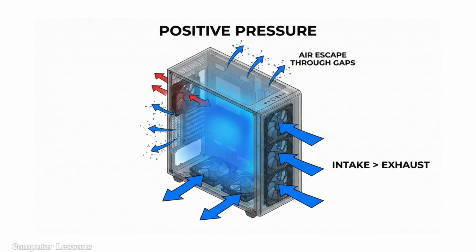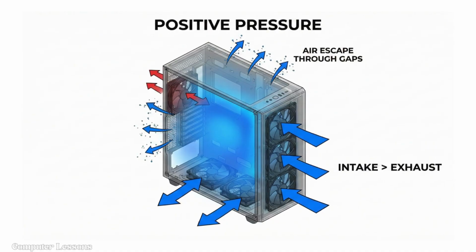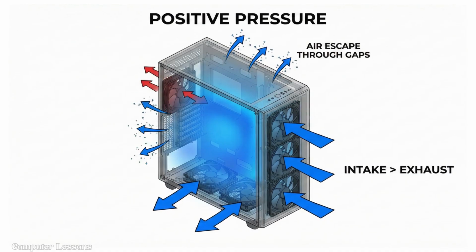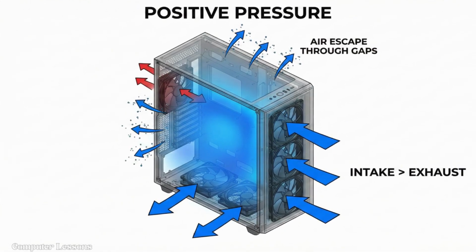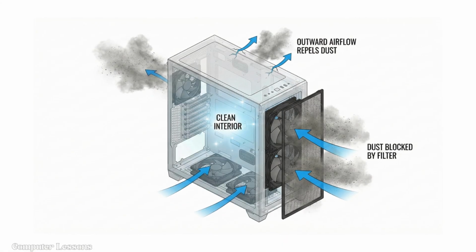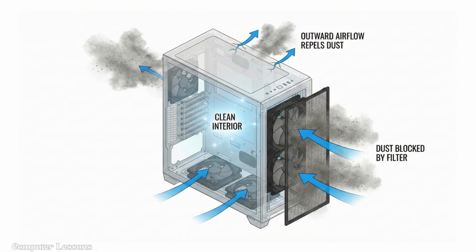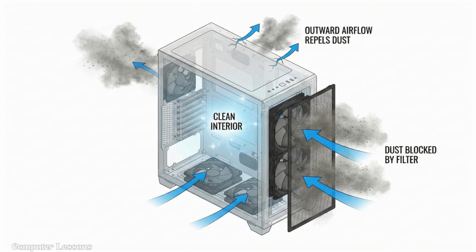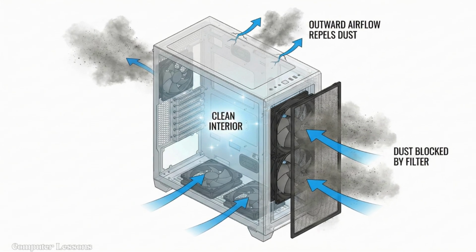We touched on pressure briefly before, but let's define it strictly in the context of the chassis. Positive pressure is achieved when your intake fans are pushing more air into the case than your exhaust fans are pulling out. This forces air to escape through every unfiltered crack and gap in the chassis. Why is this desirable? Because it prevents dust from being sucked in through those unfiltered gaps. By forcing air out, you ensure that the only air entering the system comes through your designated filtered intake fans, keeping the inside of your PC clean for years.